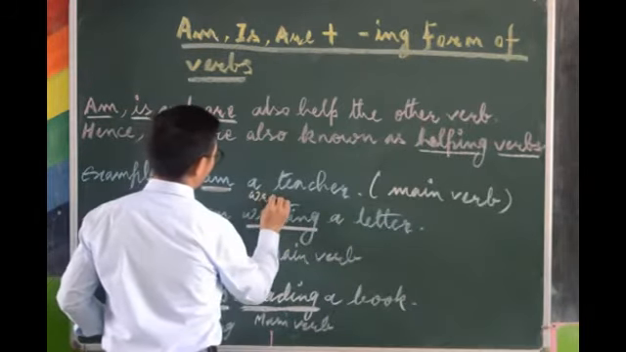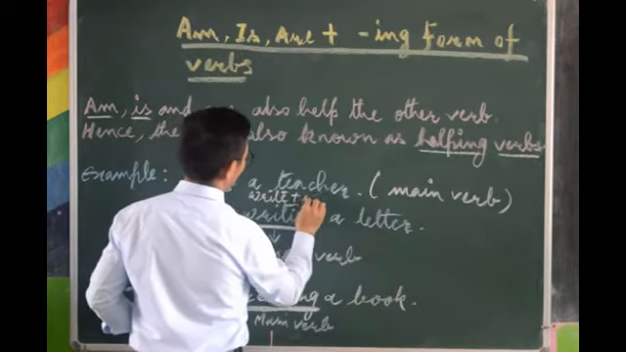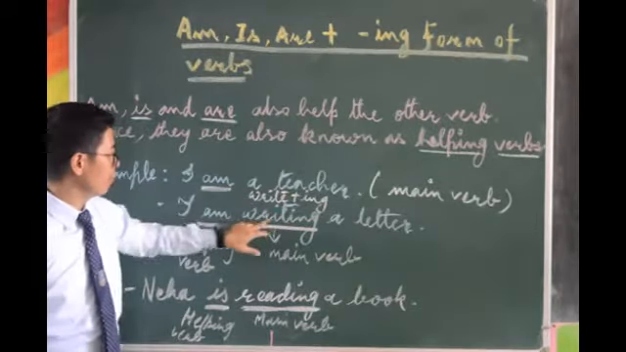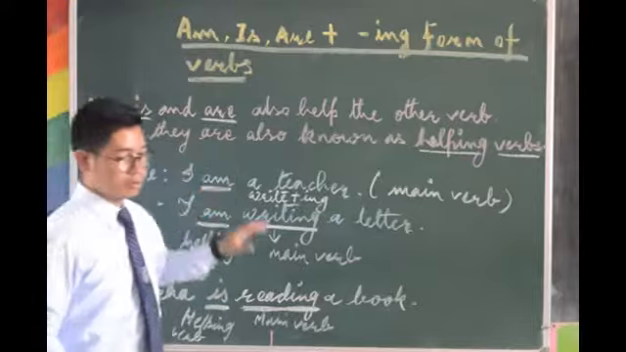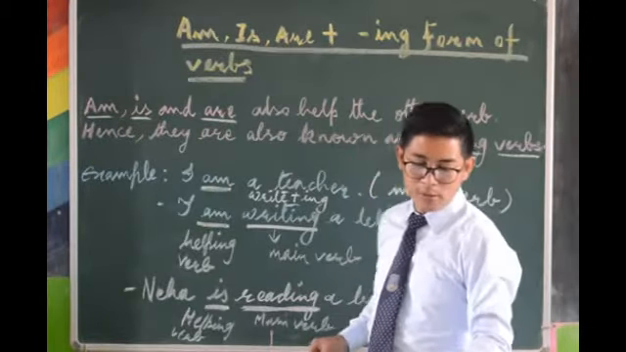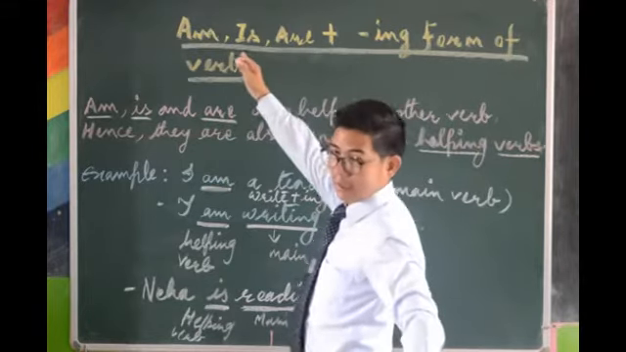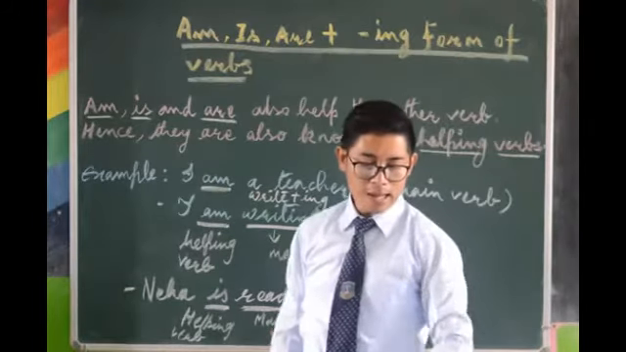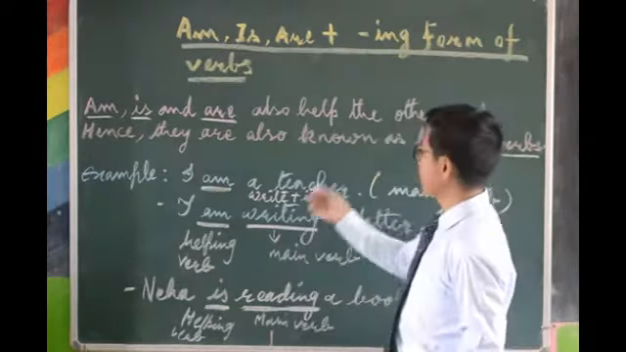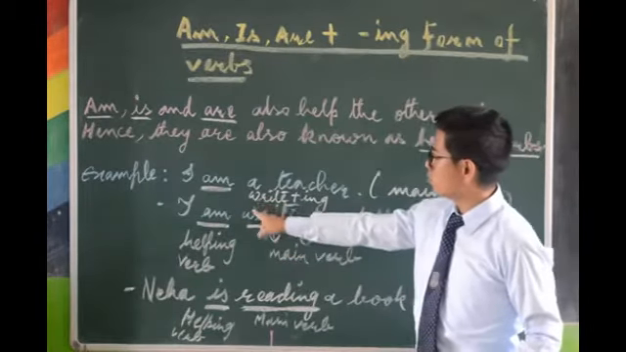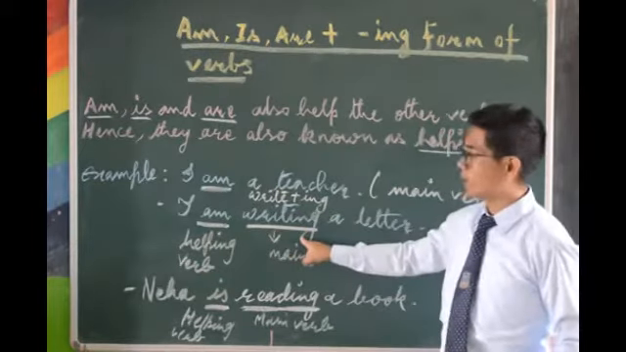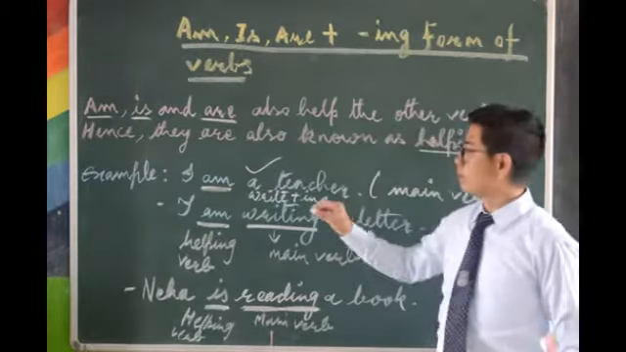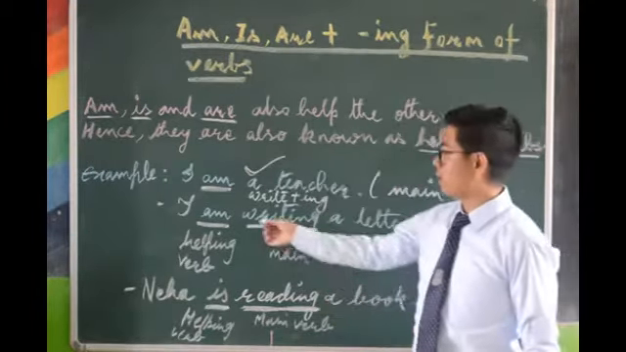So this is write plus ing. Main verb write plus ing, writing. When we use any of these with another verb, we should add ing to the second verb. So first verb, second verb. Write plus ing, writing. Only in this kind of sentence. This is a different sentence, and this one is a different sentence.